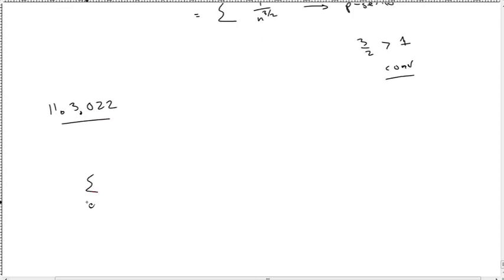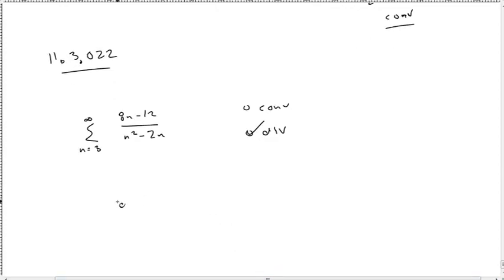So I've got the summation of n equals 3 to infinity of (8n minus 12) divided by (n squared minus 2n). And again, does this converge or diverge? I'm trying not to look at my notes when I do this stuff. I think that this one is going to diverge. Pretty sure. So let me show you why. I'm going to do a comparison here.